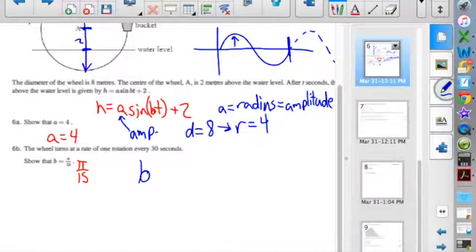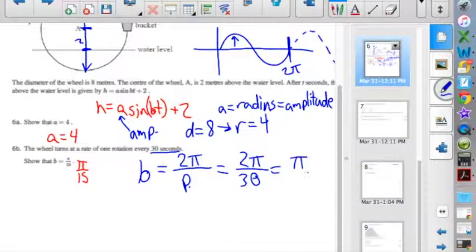What's the normal period for sine? It's 2 pi, alright? Okay, so the period is 2 pi. B is 2 pi divided by whatever the actual period of your model is. So P is 30. They're telling us that P is 30 seconds. So B has to equal 2 pi divided by 30. That's pi over 15. So you don't even have to plug it into the equations.